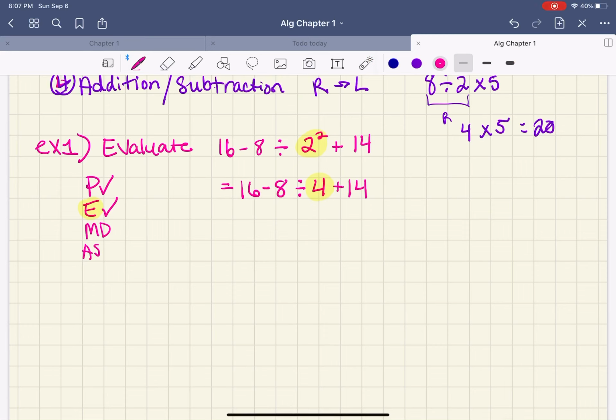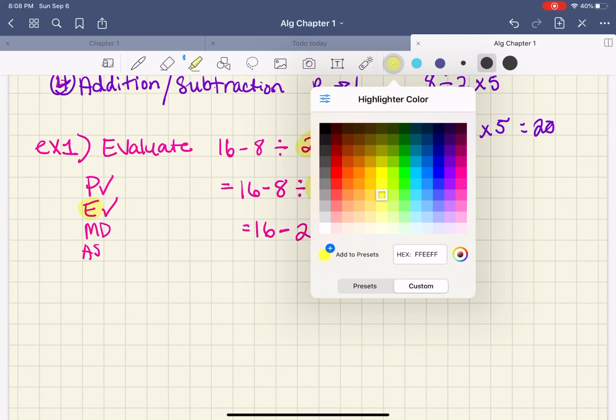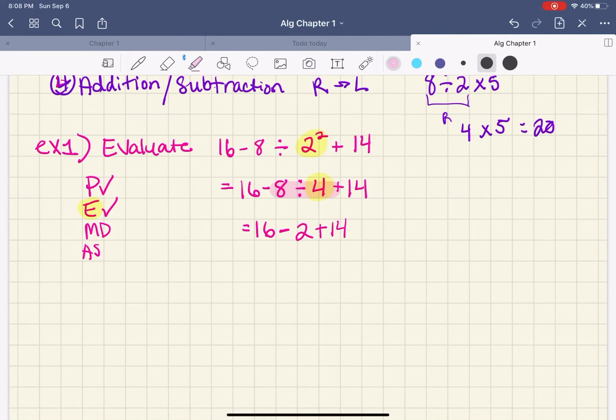So let's do this. Same kind of deal. I'm going to rewrite everything. I'm going to put the subtraction sign in there. That can get a little tricky, but I'm going to put the subtraction sign in there. And I do 8 divided by 4. So I get 2. And then just copy down the plus 14. So now, that 8 divided by 4 is a 2 now. Boom, done with multiplication and division.